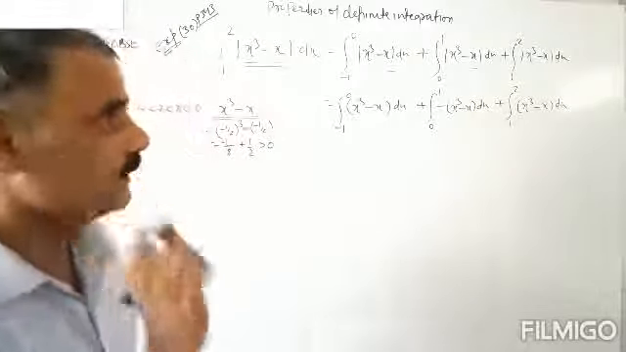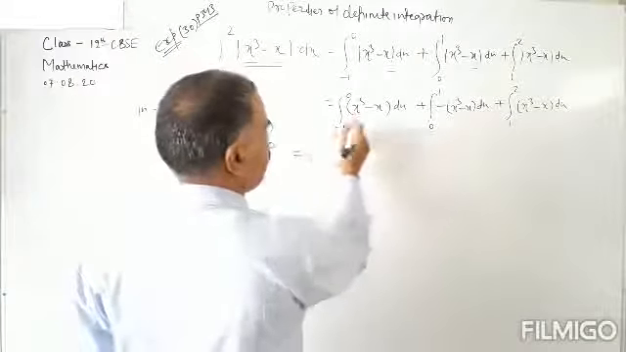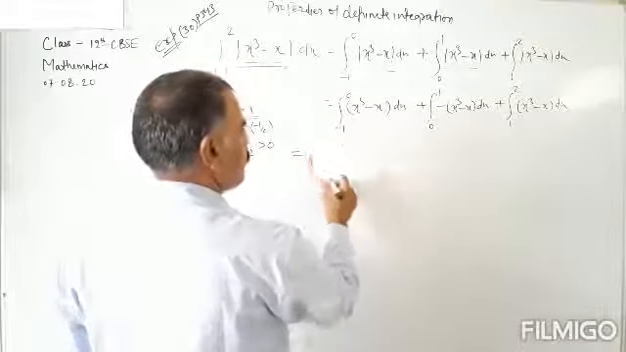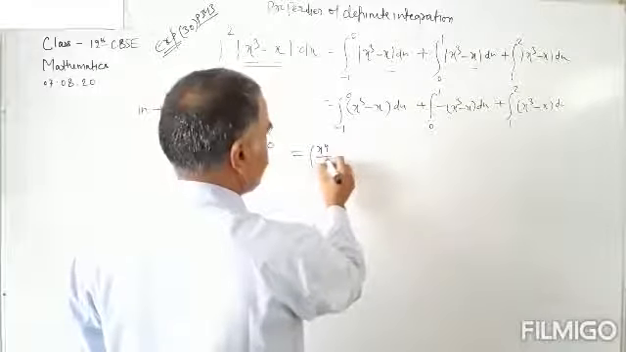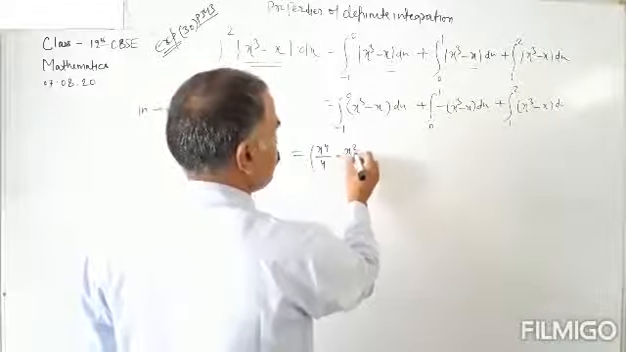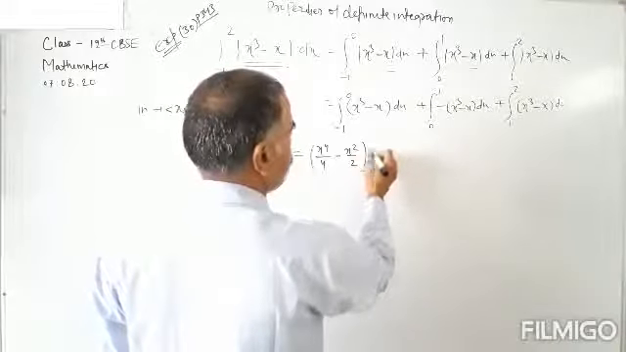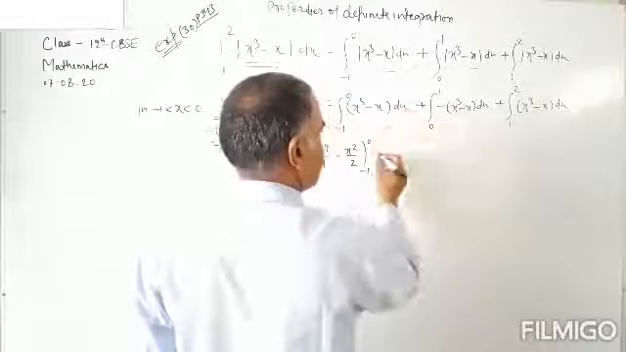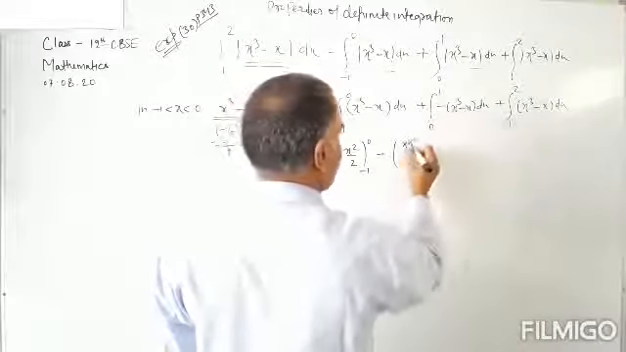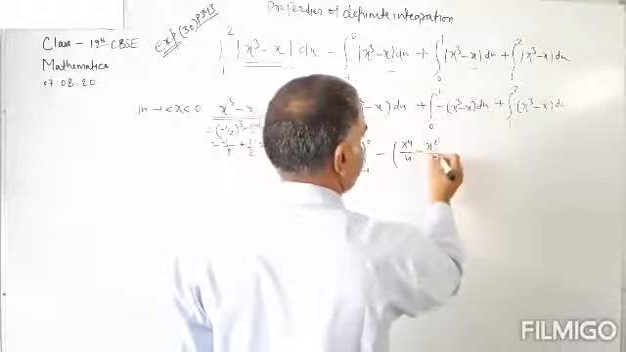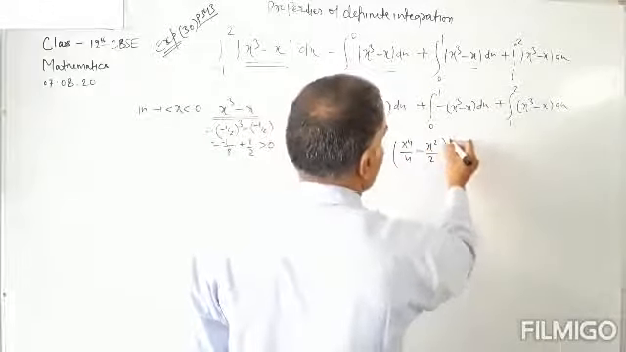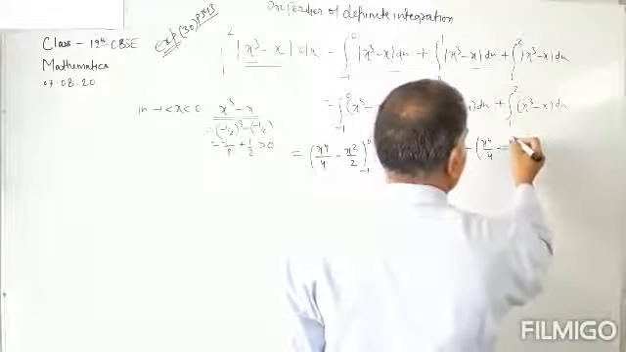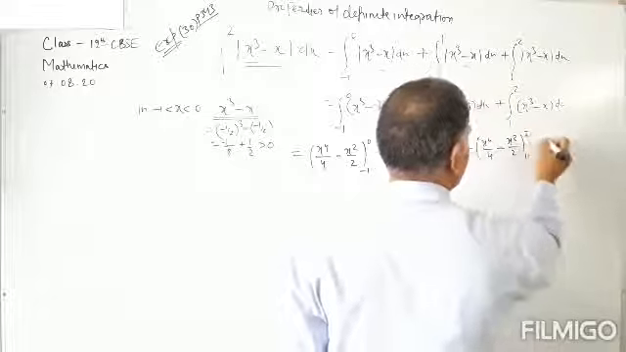Now we have to integrate x cube minus x under the limit minus 1 to 0. So the integration is x to the power 4 upon 4 minus x square upon 2, limit varying from minus 1 to 0, plus or minus x to the power 4 upon 4 minus x square upon 2, limit varying from 0 to 1, plus x to the power 4 upon 4 minus x square upon 2, limit varying from 1 to 2.